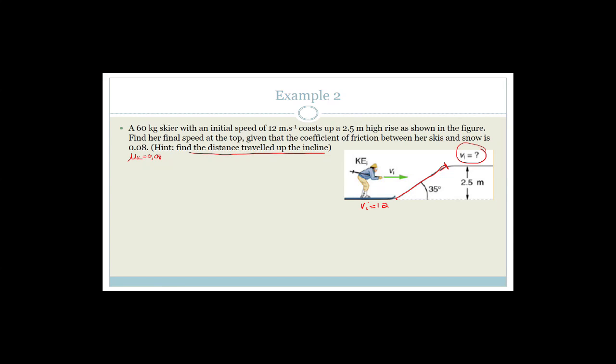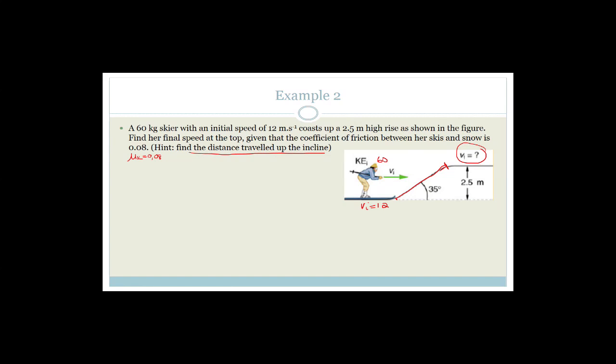Okay, so what are they saying? We've got a 60 kg skier, initial speed of 12, there it is there, coasts up to a height of 2.5 meters, and it says find her final speed given the coefficient of friction between the skis is 0.08. Hint, find the distance traveled up the incline.